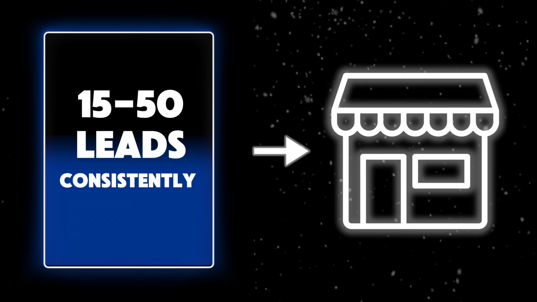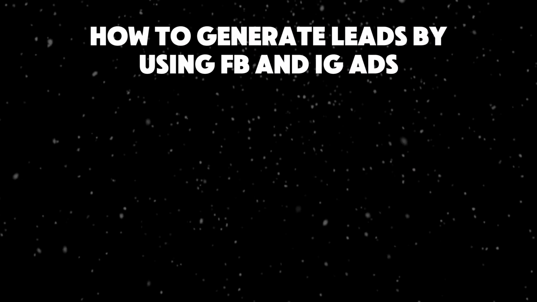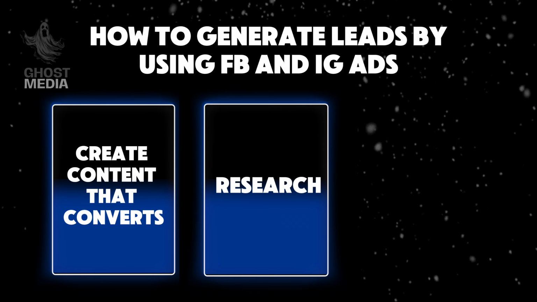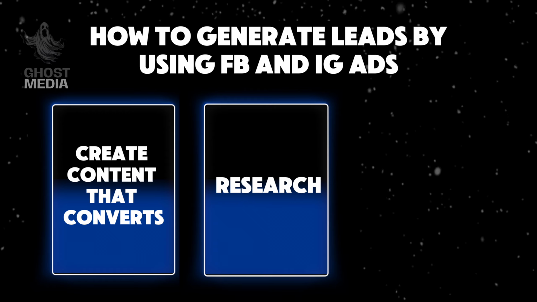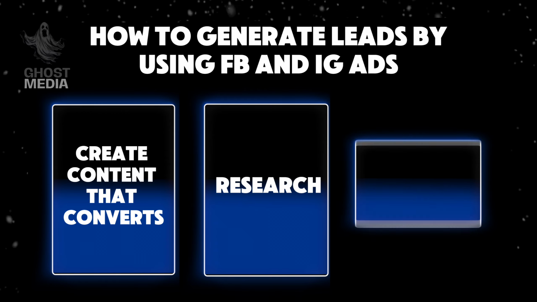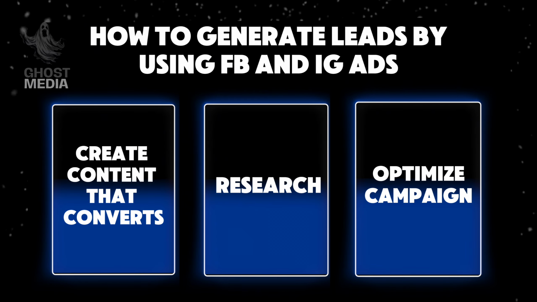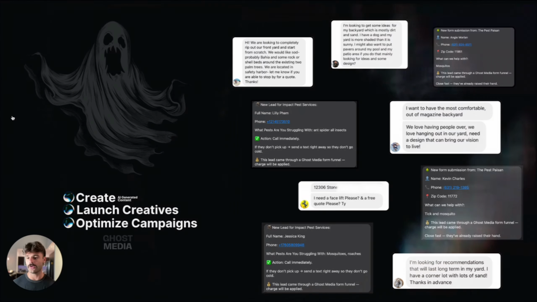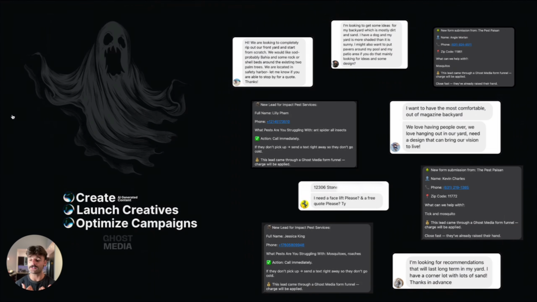So in this video, I'll be breaking down the exact system that you can use to bring in anywhere from 50 to 50 leads for your business consistently by using Facebook and IG ads, how you can create content, how you can research your competitors' content to figure out what's working for them, and the thought process behind how you should optimize your campaigns when you start to get data on what is working for you. And if you don't want to do it yourself, we specialize in this and we'll do it for you, but here's how to do it.